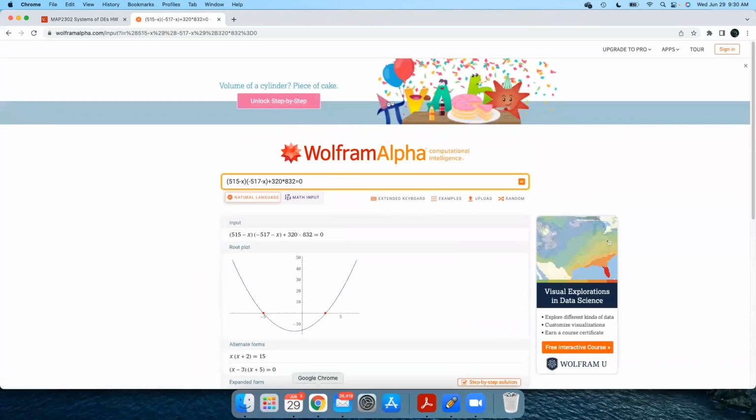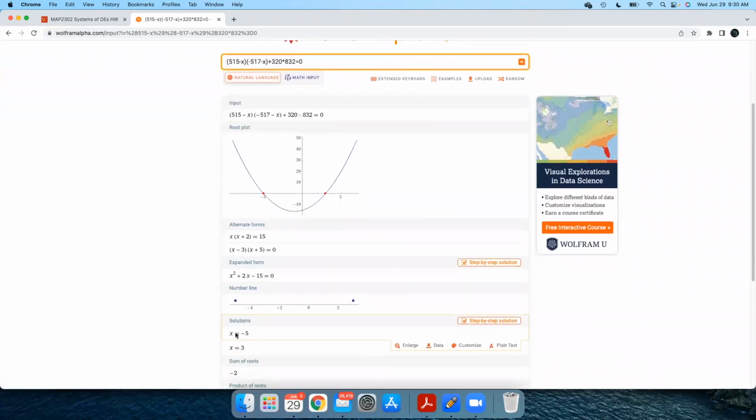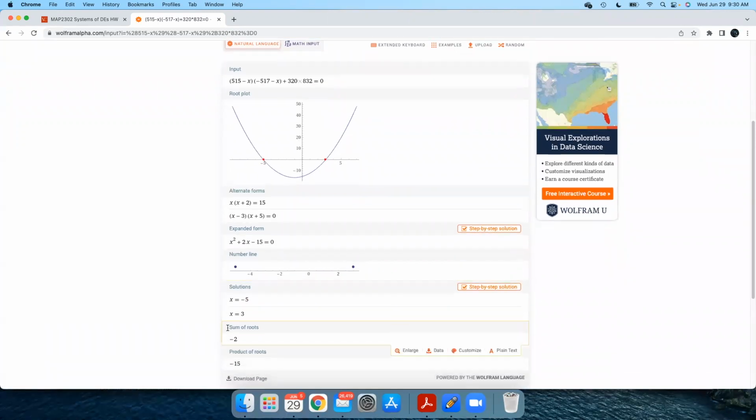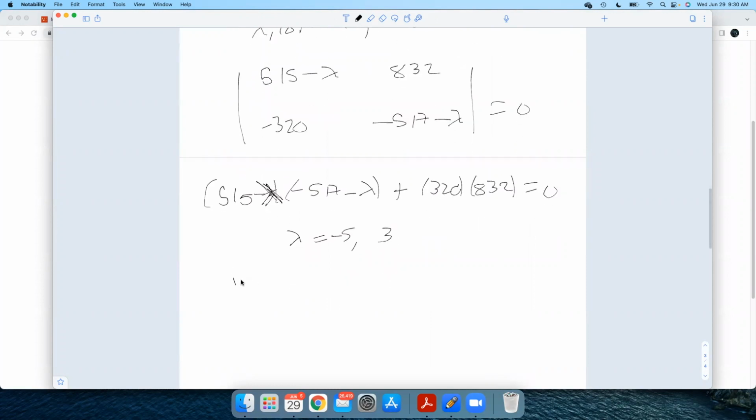And we get nice, pretty answers. That's very reassuring that we get nice, pretty answers. Maybe we could have just multiplied that out by hand and a whole bunch of stuff would cancel. But no, I'm not going to. We get negative 5 and 3. All right, so our two solutions are lambda equals negative 5 and 3. Oh, we got to find our eigenvectors now. Yeah, let's find our eigenvectors.